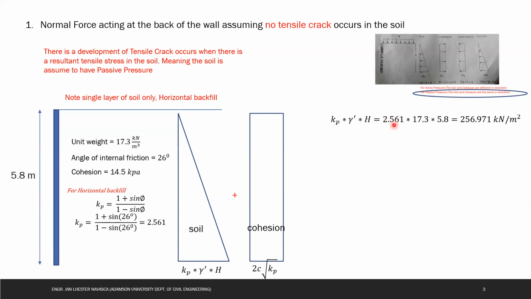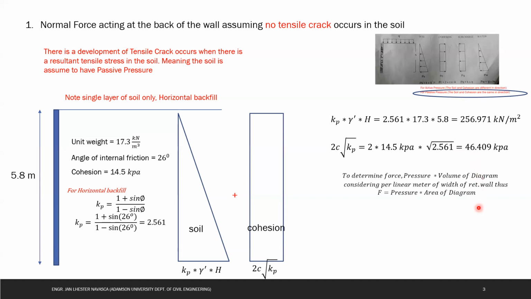So let's solve for K sub P, gamma prime and H. K sub P is 2.561, and since the soil is not saturated, the unit weight will be 17.3 and the total height is 5.8. So the pressure from the soil is 256.971 kilonewton per square meter. Then for the cohesion, 2C square root of K sub P, you have 2 times the cohesion value, which is 14.5, and K sub P is 2.561. Therefore, you get 46.409 kPa.